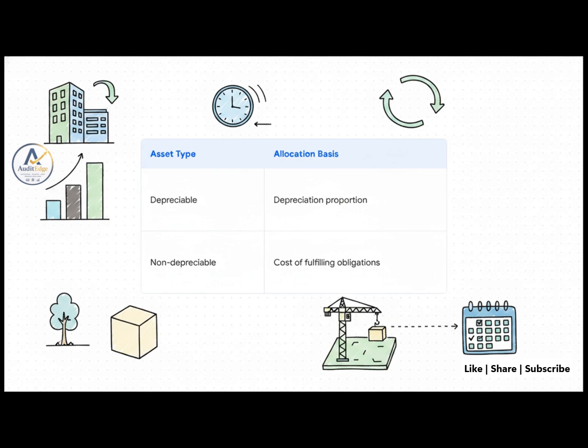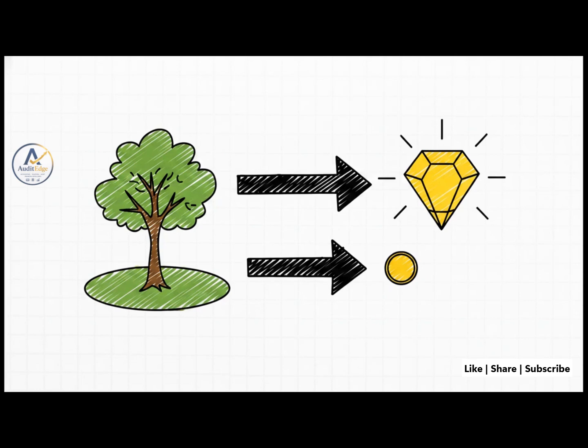But what if the grant is for a non-depreciable asset, like a piece of land? Well, land doesn't depreciate. In this case, you match the grant to the periods that bear the cost of meeting your obligations. For example, if you're granted land on the condition that you erect a building on it, you'd recognize the grant in profit or loss over the life of that specific building. Speaking of land, how do we actually value non-monetary grants?